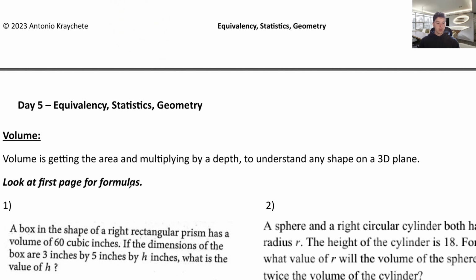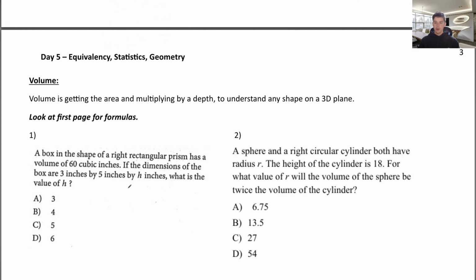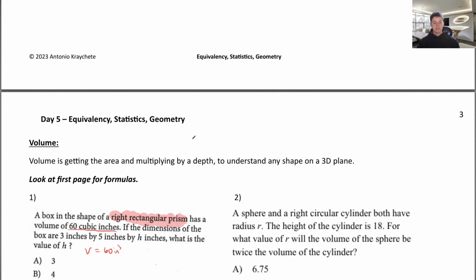All right, let's go to volume. Same thing as for area. Understand that if they're talking about volume in the question, then go to the first page, and of course, know what they're asking. Number one, a box in the shape of a right rectangular prism has a volume of 60 cubic inches. So we got a volume, which is 60 inches cubed. See, cubic inches is referring to volume. And the shape, which is also a keyword, right rectangular prism. So we know I gotta go to the first page.